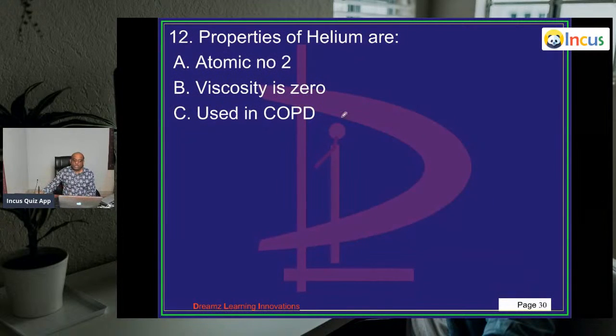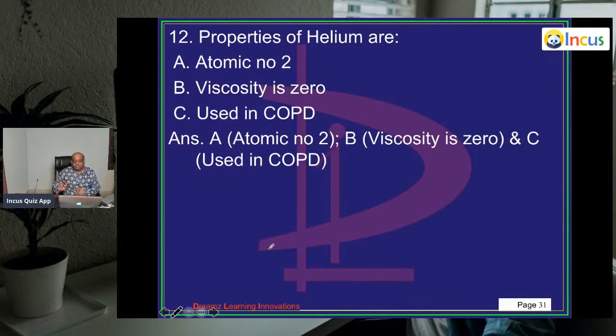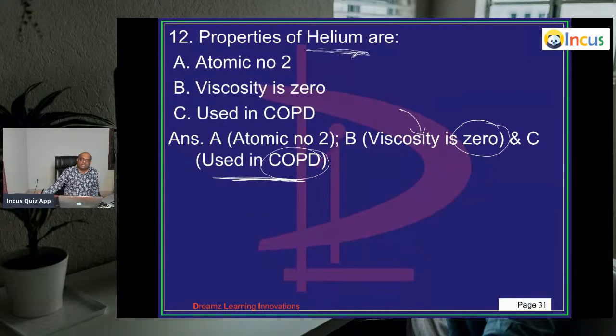Now, what are the properties of helium? How do you like to describe helium? The atomic number, hydrogen, helium, we all remember in our chemistry days, right? Viscosity of helium is almost 0 and it is used in COPD. So they're all true statements because COPD has a lot of resistance for the flow of air. Because the viscosity is almost 0 for helium, you can use it in conditions where there is a greater resistance for the flow of gases along the respiratory tract.